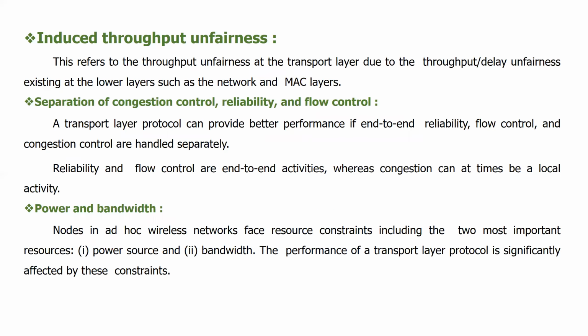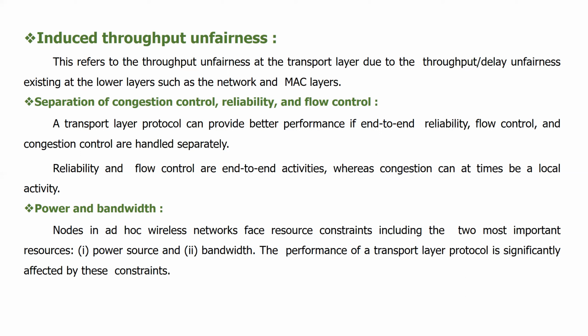Next is induced throughput unfairness. Throughput is the ratio of the number of packets successfully delivered to the total number of packets transmitted, and it is related to fairness. The lower layers below the transport layer, such as the network layer and MAC layer, exhibit some problems which affect your network throughput. Because of this, the transport layer protocol implementation also affects throughput and fairness.